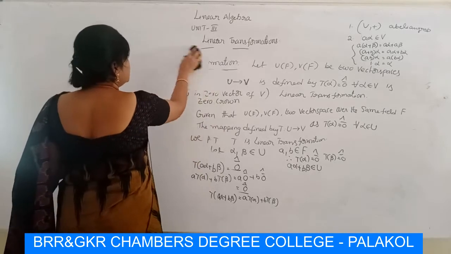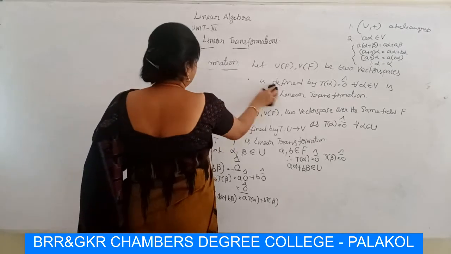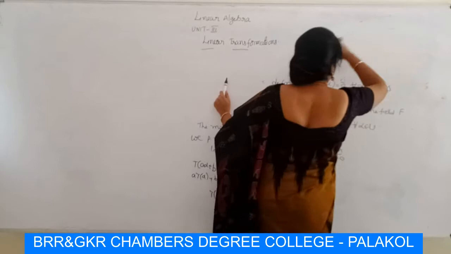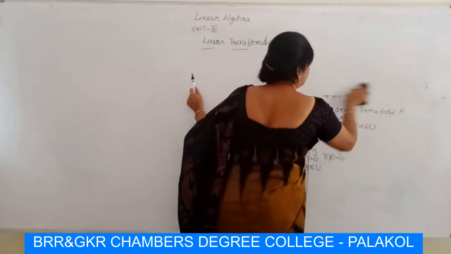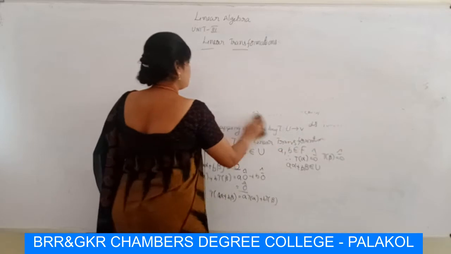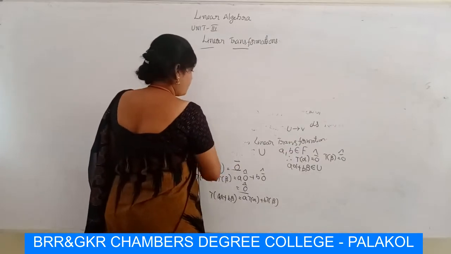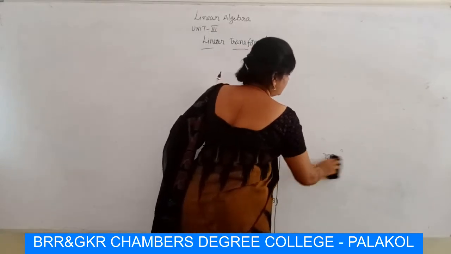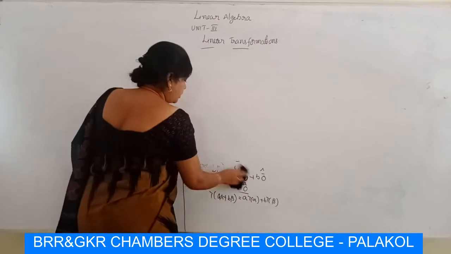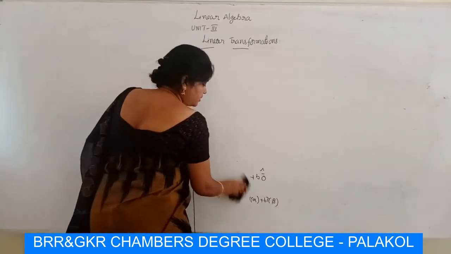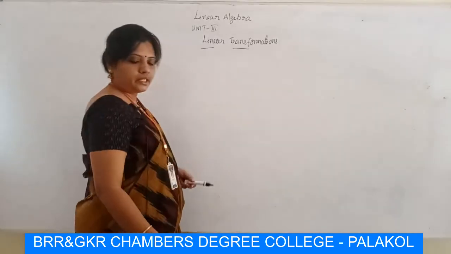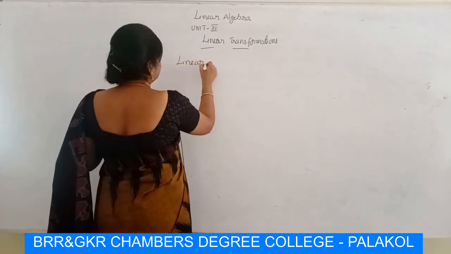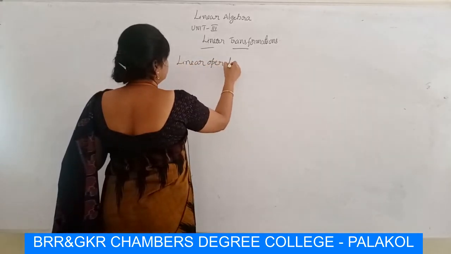Now we see the next theorem about the identity operator. What is an identity operator? Now I will explain two definitions. Those are linear operator and linear functional. First of all, we see linear operator. What is a linear operator?